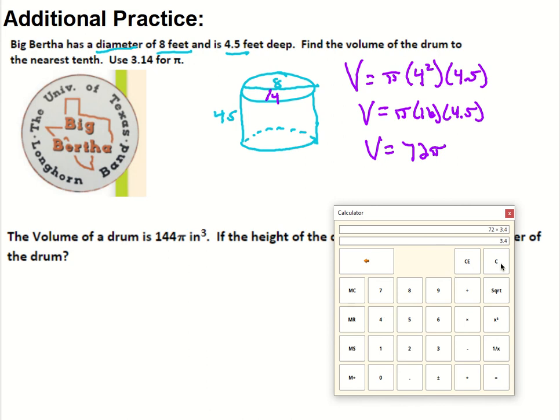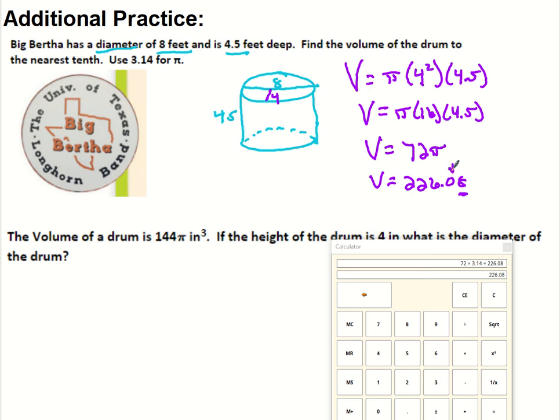Oh, I messed up. So I have 72 times 3.14. There we go. And that's going to give me 226.08. It says round to the nearest tenth. So this 8 right here is going to make this round up. So that's 226.1. And then that was, let's see, feet. So that's cubic feet. So there's my final answer.